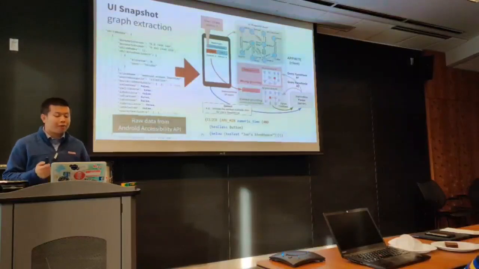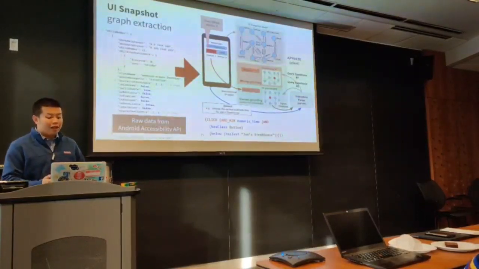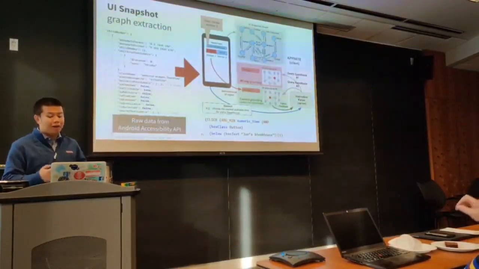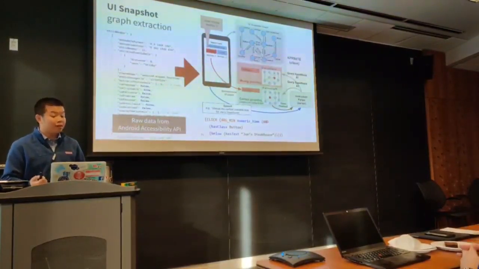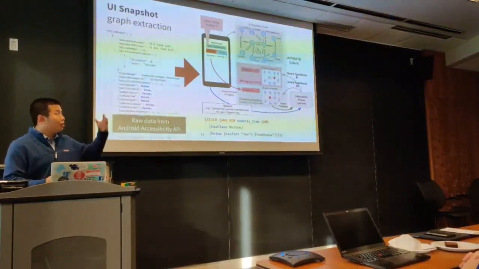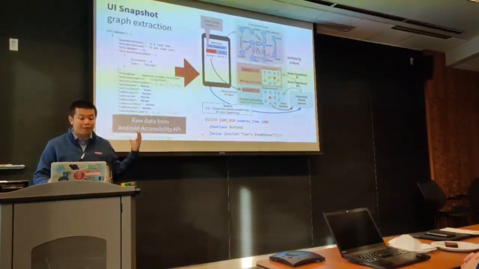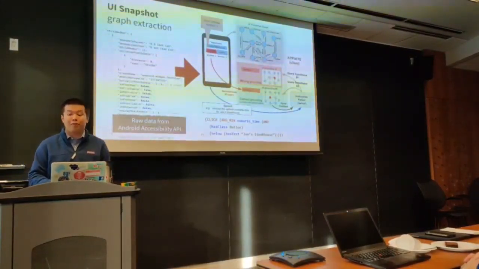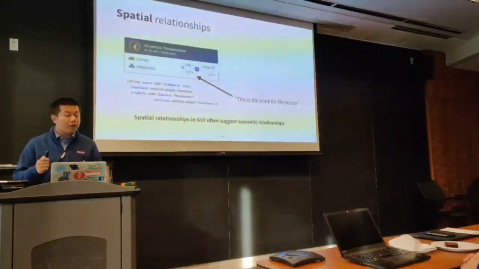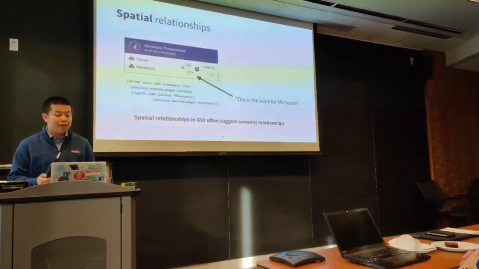So AppNight represents app GUI screens as what we call UI snapshot graphs, and uses a semantic parser that can parse the user's natural language instructions into graph queries on such graphs. I'm going to skip the technical details for the sake of time, but you can refer to my proposal document for all the details.